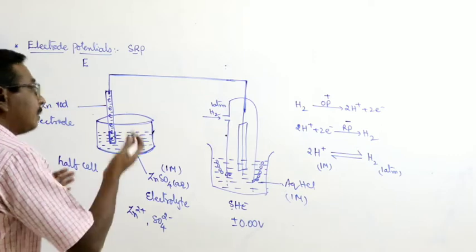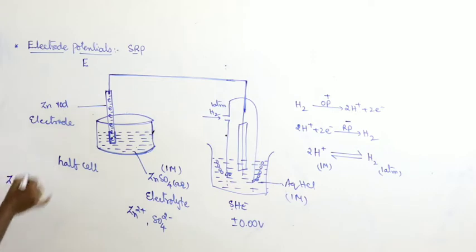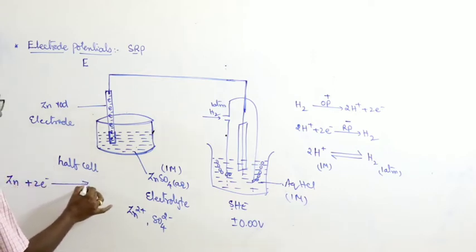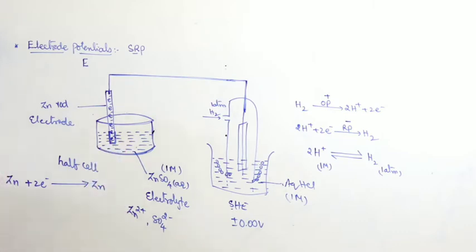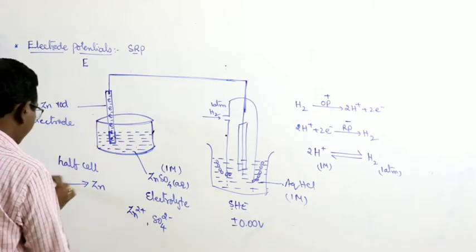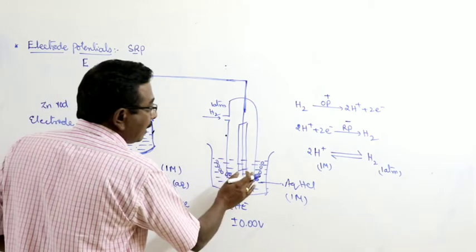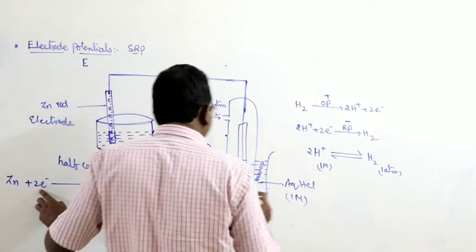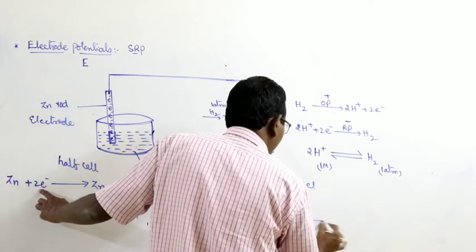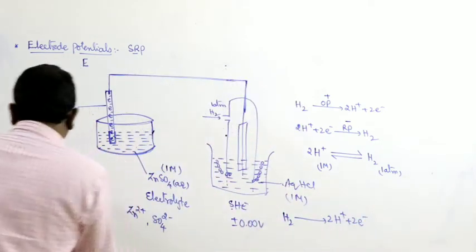Now, suppose in this half cell the reaction is carried out like this: Zn2+ plus 2 electrons gives rise to Zn. Here, gaining of electrons takes place. Then, what about the reaction that takes place at this electrode? Here, H2 gives rise to 2H+ plus 2 electrons. Here, this is the oxidation.